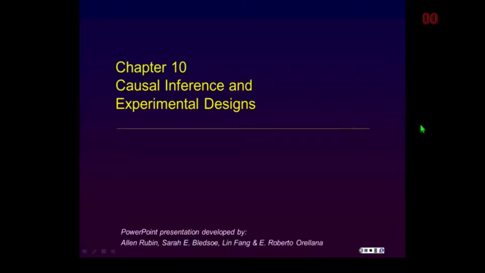Okay, we're happening now. Causal inference, causal inference, and experimental design by Mr. Spock. No, this is actually Dr. Purdy here.